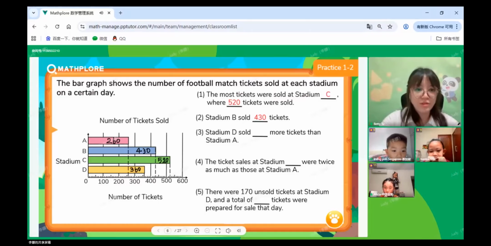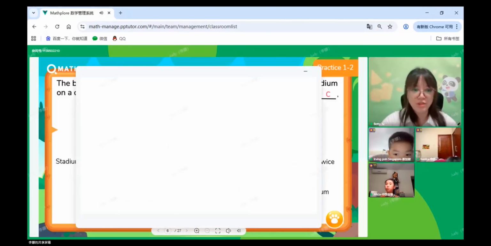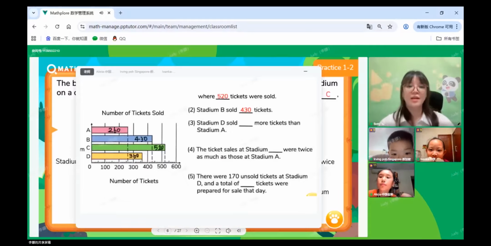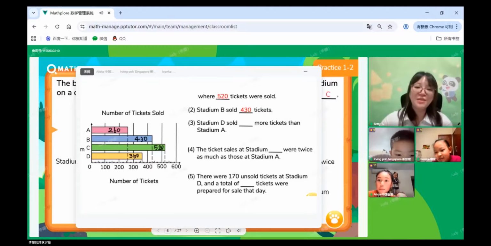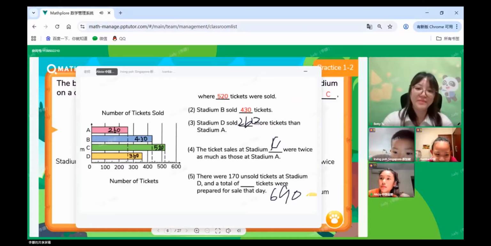The rest of the questions you need to fill in. You write it by yourself, finishing on the whiteboard, and then we'll start comparing from the third question. Which stadium's ticket sales were twice as much as those at Stadium A? Oh, sorry, that's the fourth question. The third one: Stadium D sold how many more tickets than A? Twice as much.